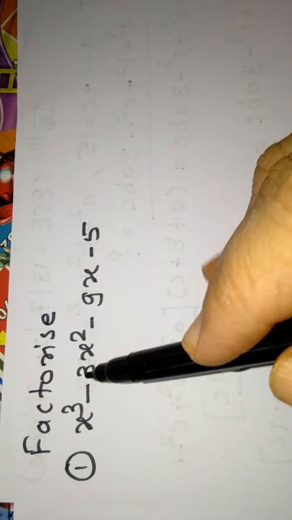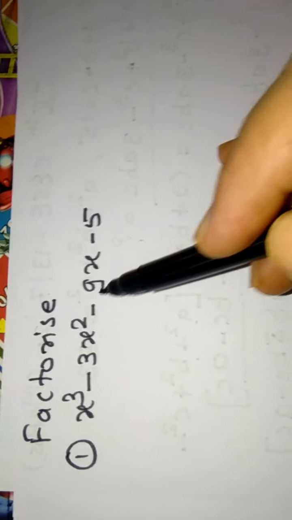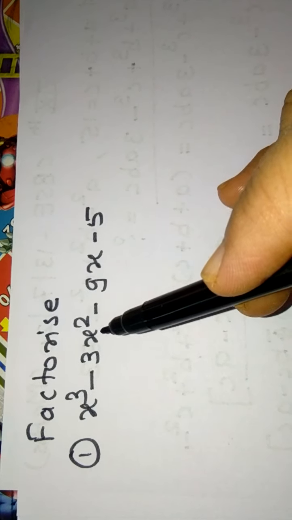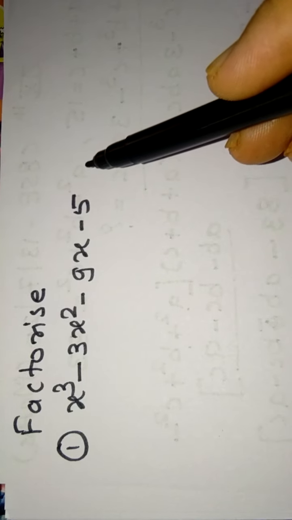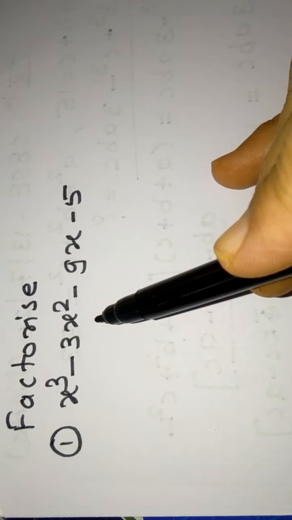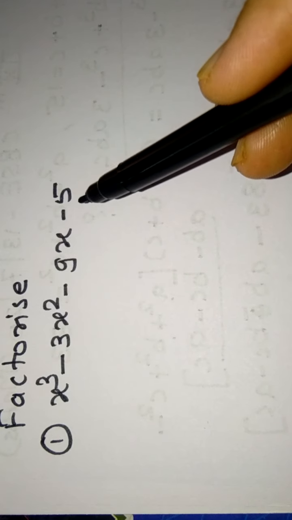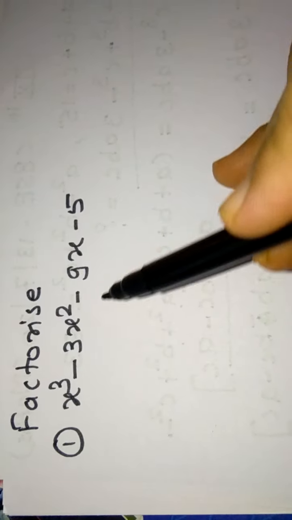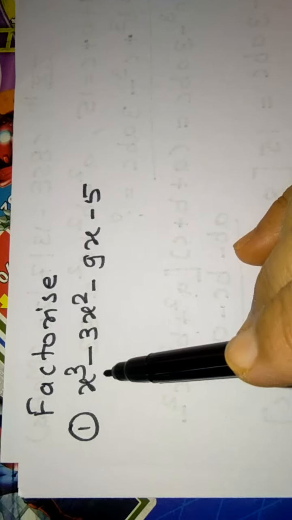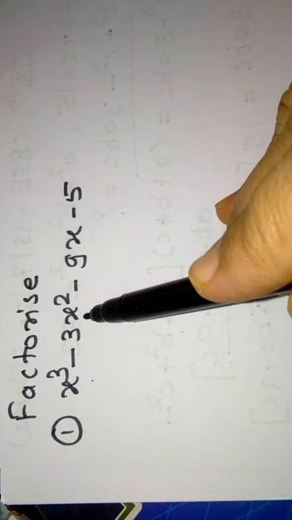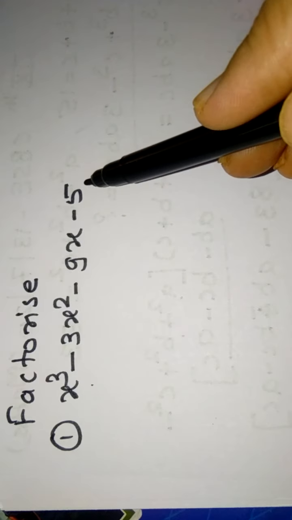Now the second example is: factorize the polynomial. See, factorization of a polynomial is one of the tedious works. We don't have any specific rule for factorization. We just have to observe the example and factorize it so that we get the linear factors. See this, what is the polynomial? x cube minus 3x square minus 9x minus 5.